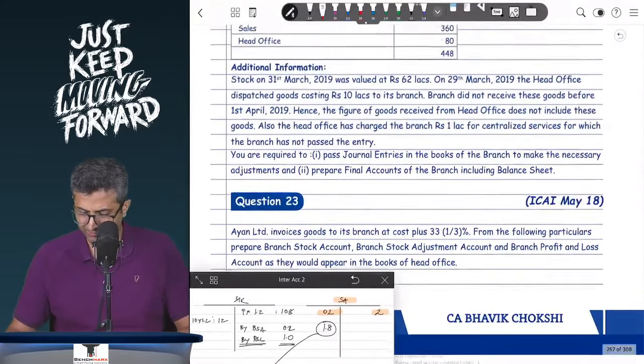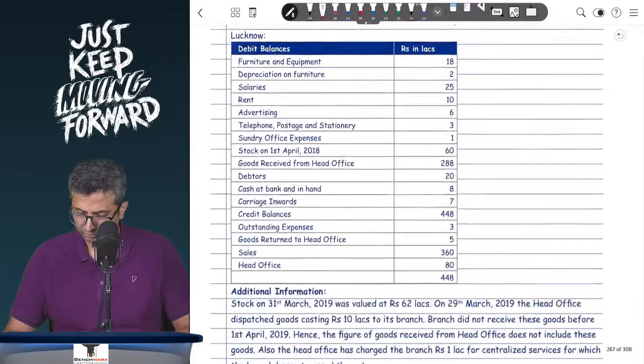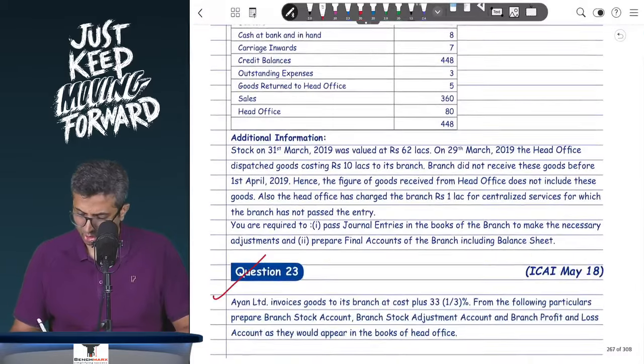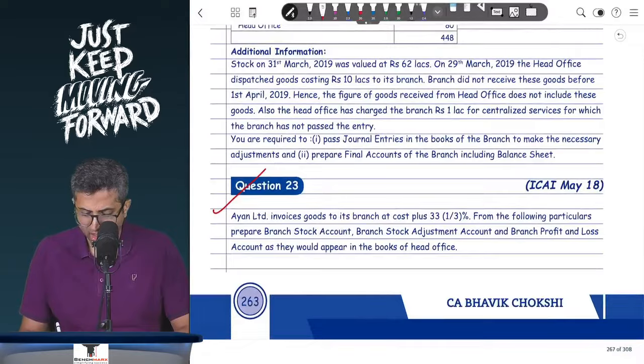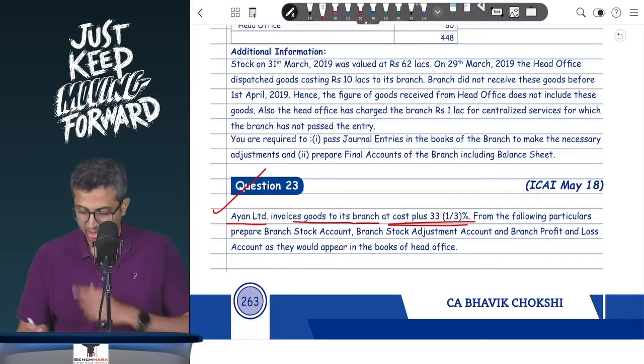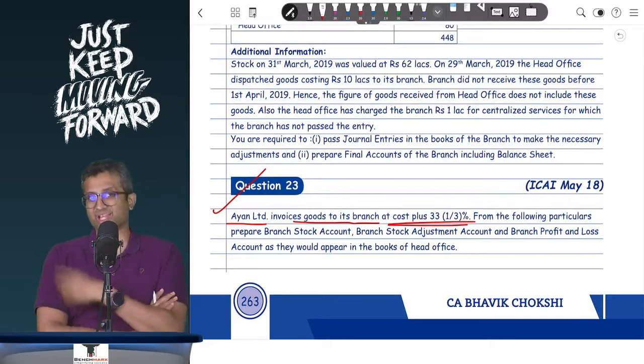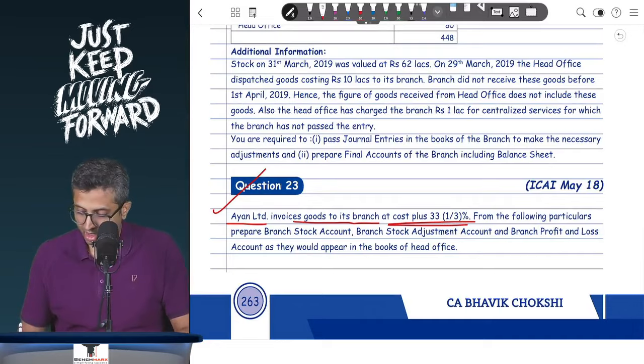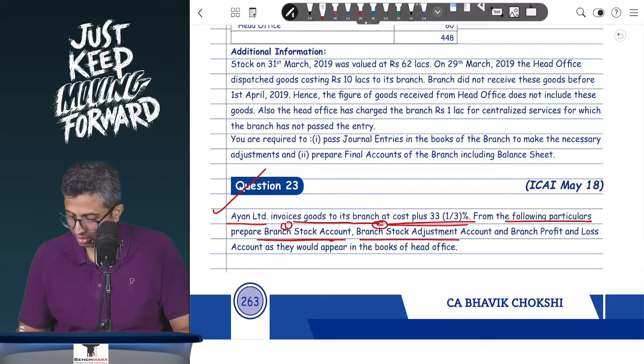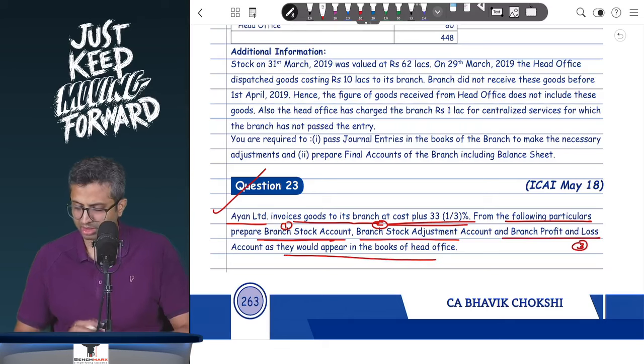You will go to question number 23, please. Go to question number 23. Ayan Limited invoices goods to its branch at cost plus 33 1/3%. Cost plus 1/3. So 1/3 on cost is like 1/4 on selling price. From the following particulars, prepare the branch stock, that is point 1, branch stock adjustment, point 2, and branch profit and loss, point 3, as they would appear in the books of the head office.